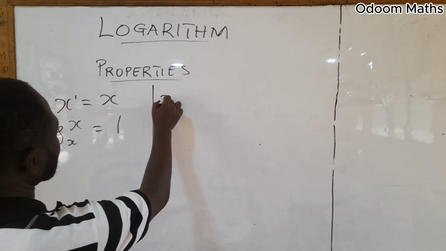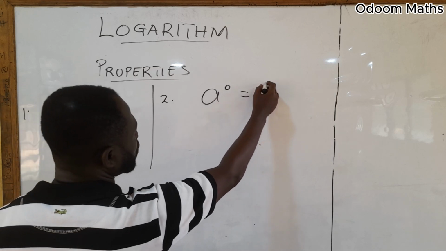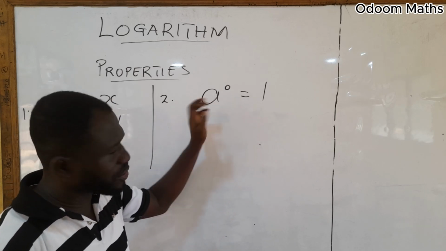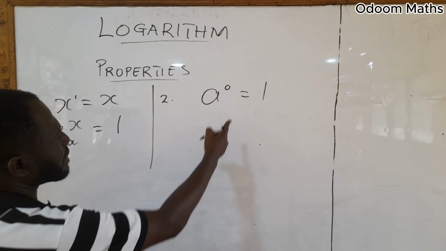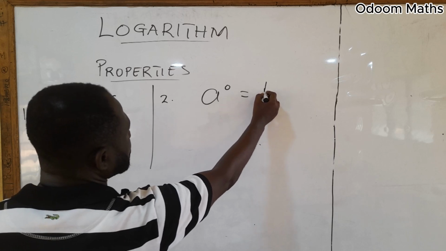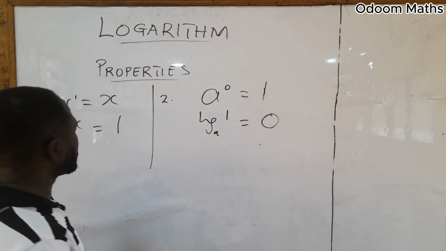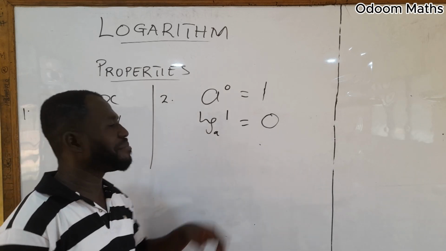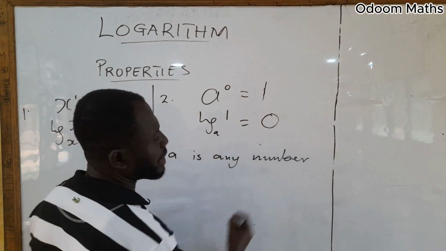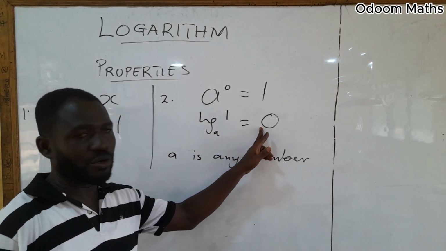Now let's go to the second one. Let's say we have a number a to the power 0, and we said it is 1 because any number raised to the power 0 is 1. This is an indices. Can we change this one to logarithm? Yes. So in logarithm, log 1 base a is 0. Here a can be any number. So log of 1 to any number as base equals 0.